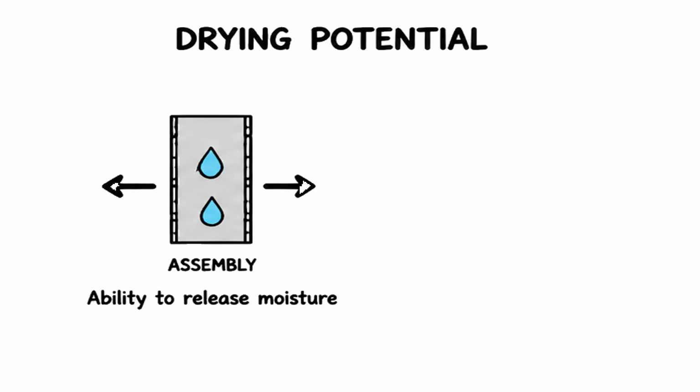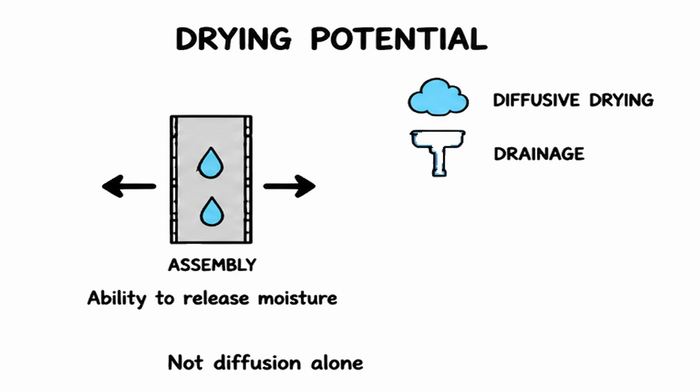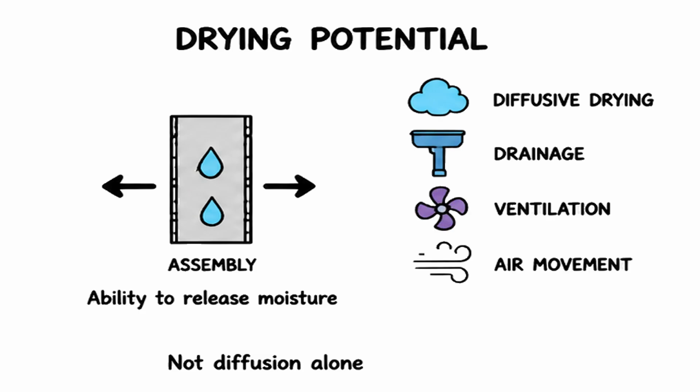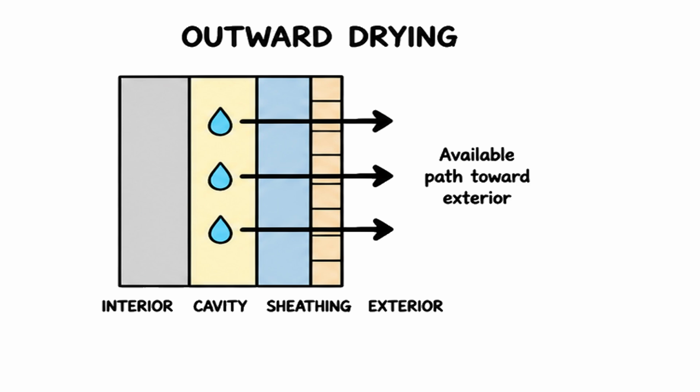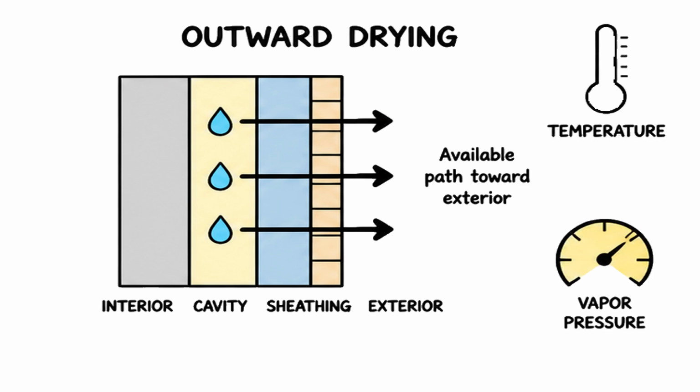Drying potential describes an assembly's ability to release moisture after it enters. Diffusive drying is one part of that process, but drainage, ventilation, air movement, and evaporation may also influence real assemblies. Outward diffusive drying is more available when the layers toward the exterior offer a suitable vapor path under the current temperature and vapor pressure conditions.